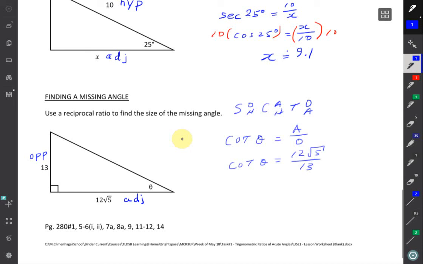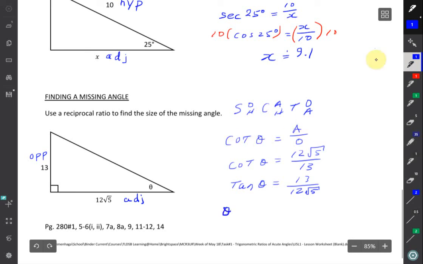Now, once again, we need to actually switch to tan. We're just doing this to become familiar with the reciprocal functions. Normally, we would start with tan. So we have 13 over 12 root 5. Now, keep in mind that because this isn't a final answer, I don't need to rationalize this. I can simply go ahead and find out what the angle is using this ratio. Theta then is equal to the inverse tan of 13 over 12 root 5.